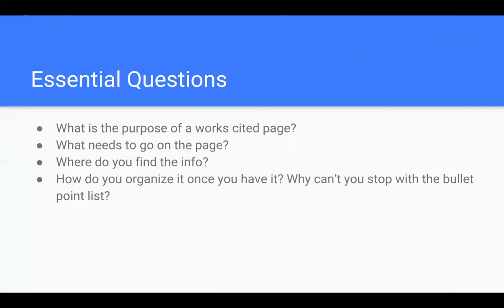Essential questions that we're going to be talking about tonight will be: what is the purpose of a works cited page? What needs to go on the page? Where do you find the information? How do you organize it once you have it? And why can't you stop with a bullet point list?